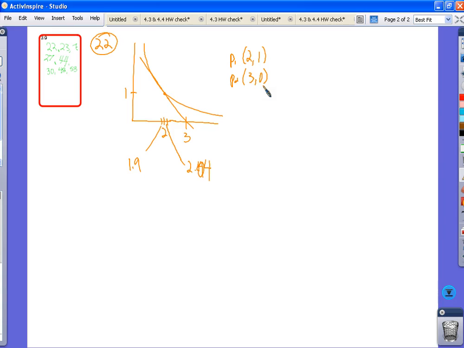What do you need? You need the slope, right? You can find the slope. Negative 1. Negative 1. I was close. What is this madness?